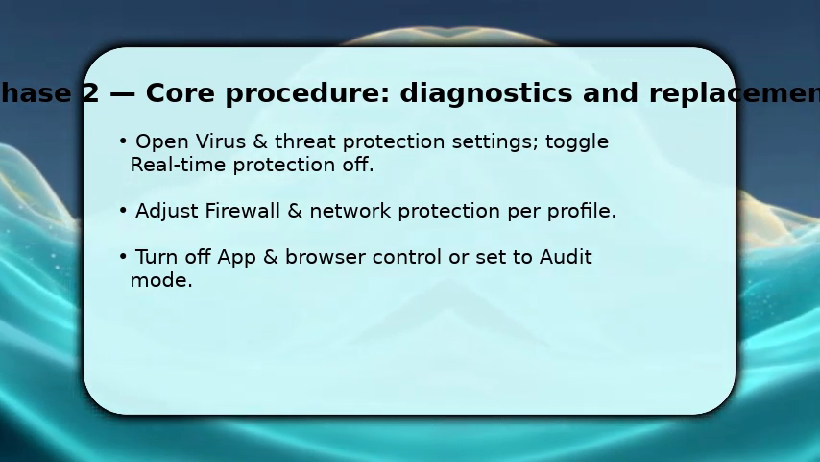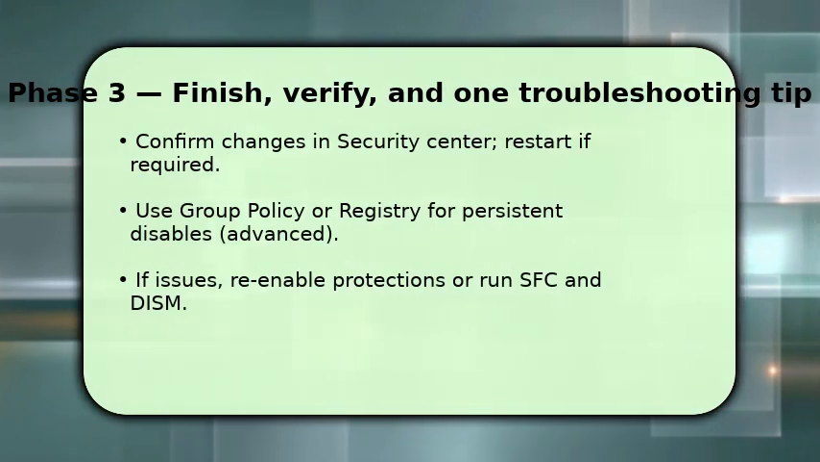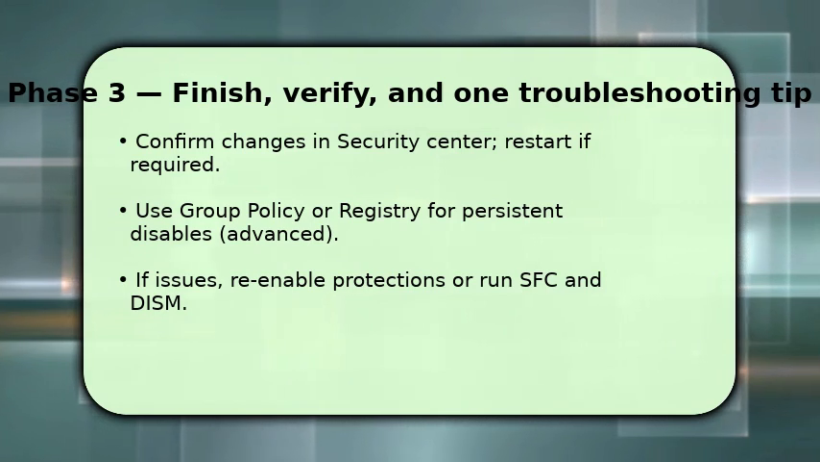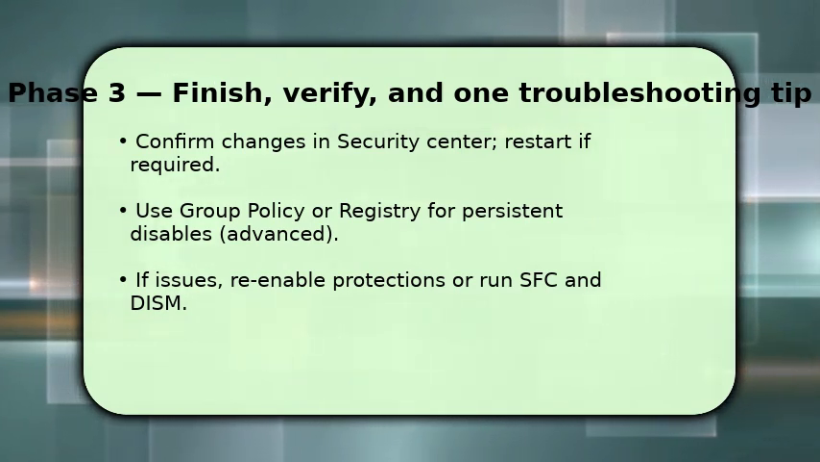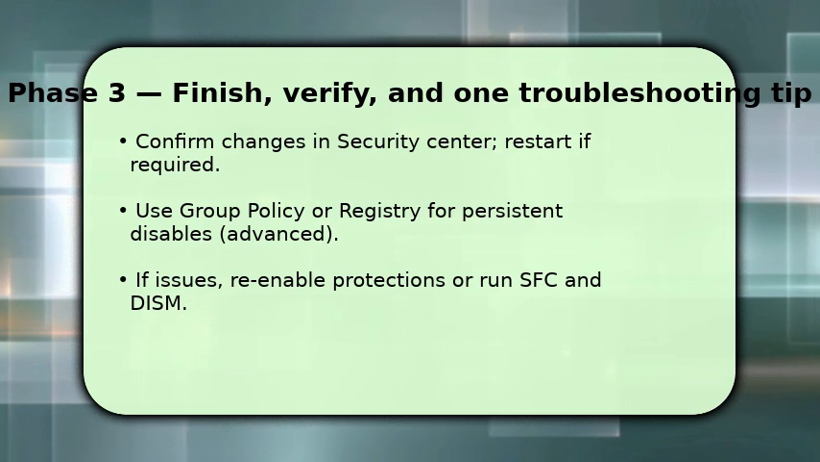You finish by confirming every change in the Windows Security Center and restarting the PC if a prompt appears. This ensures settings apply. If you need a persistent disable across restarts, use group policy or the registry only if you understand the risks. Make a backup first.